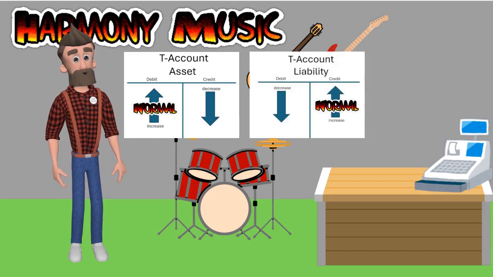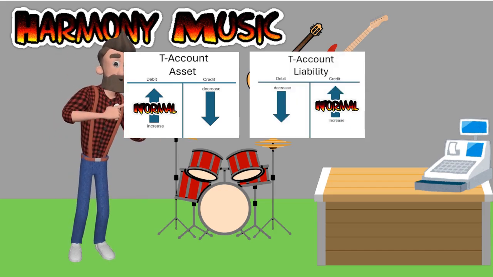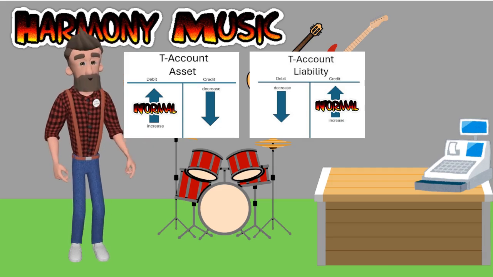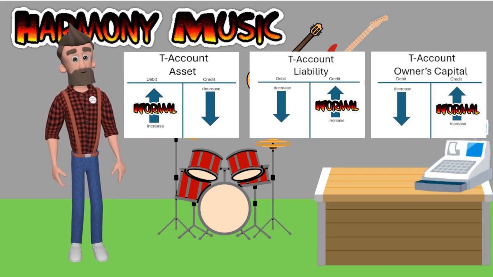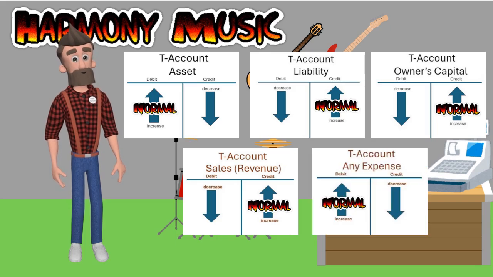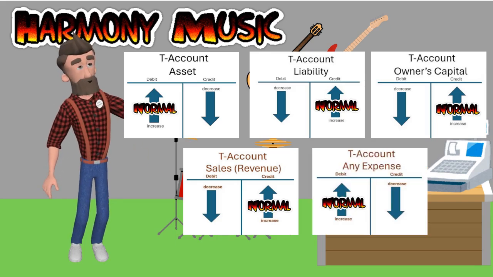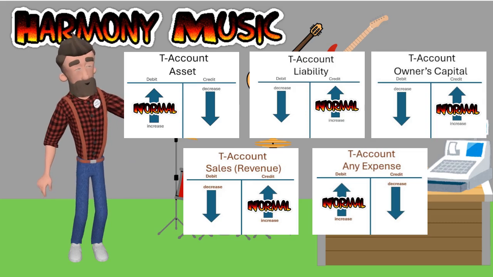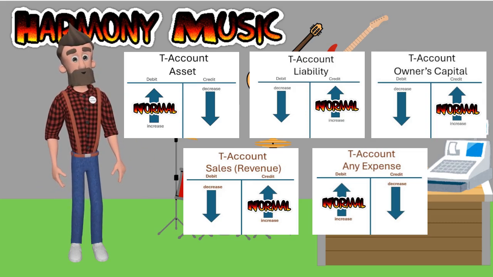Liabilities increase with a credit, so the normal balance for liabilities is credit. The normal balance for capital is credit. The normal balance for revenue is credit, and the normal balance for expenses is debit. This doesn't mean that these accounts will always have a balance on the normal side, but they usually do.